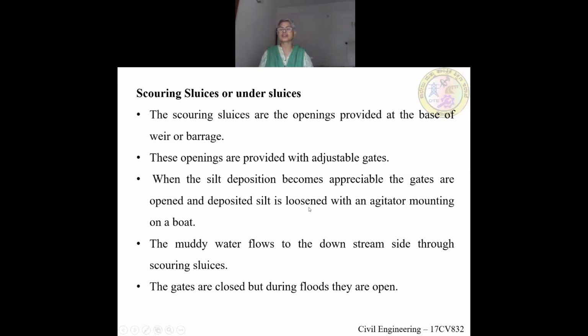Normally, when silt gets accumulated, it will be very tight. So it has to be loosened with the help of an agitator mounted on a boat. Somebody should open the gates and loosen the silt, and the muddy water will flow to the downstream side through the scouring sluices. These are also called under sluices. There are two names: scouring sluices and under sluices. Then the gates are closed, but during floods they are kept open.